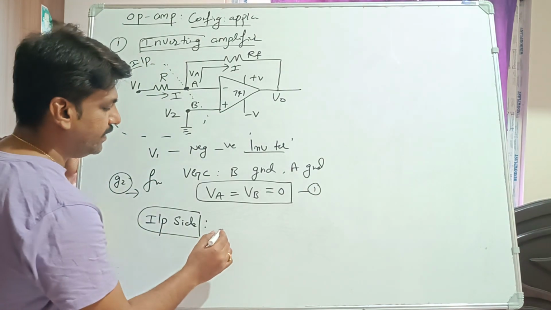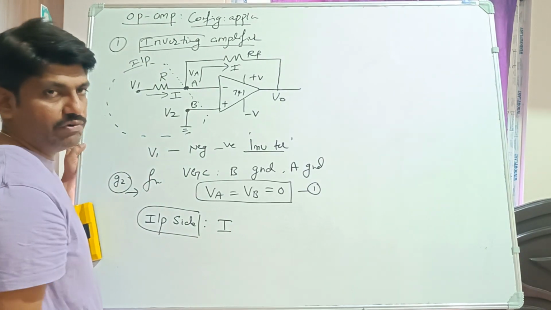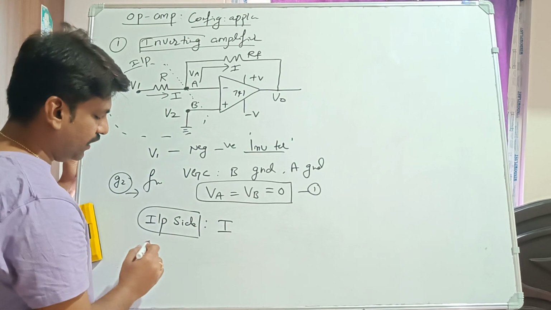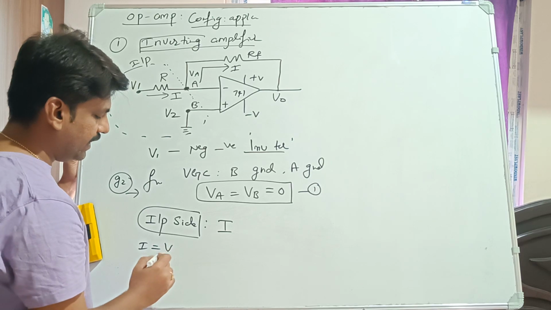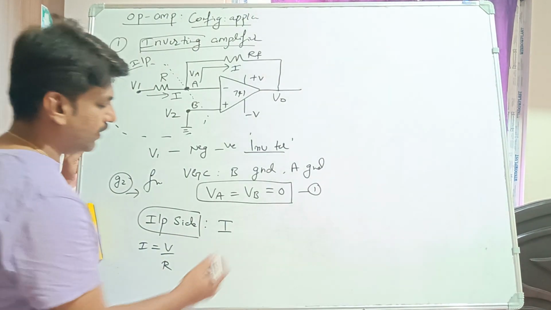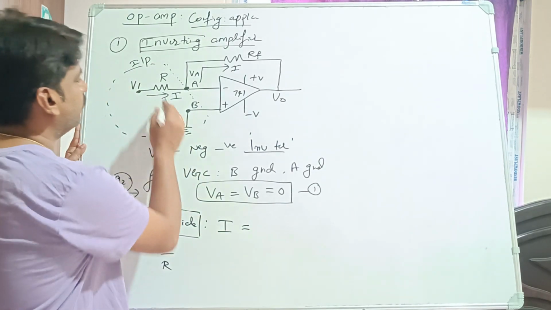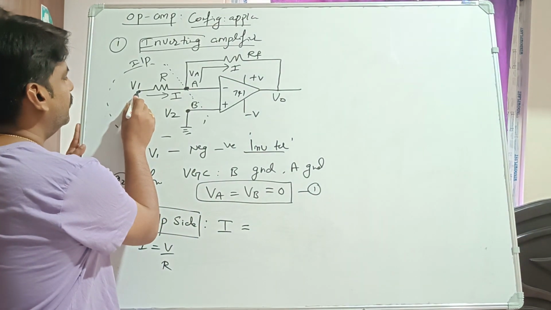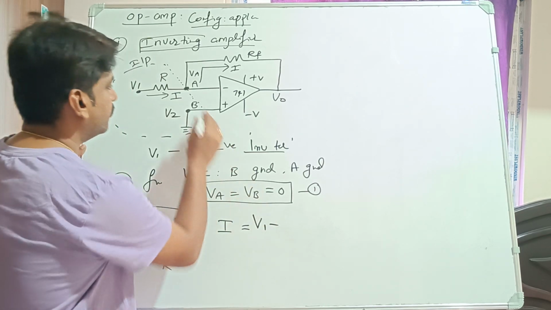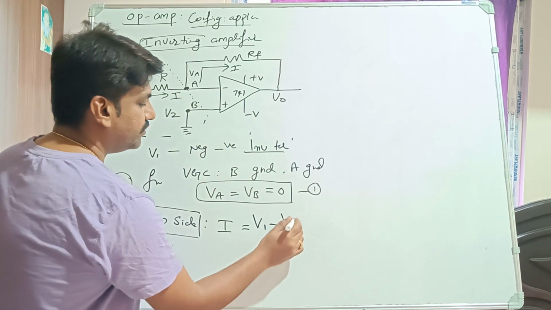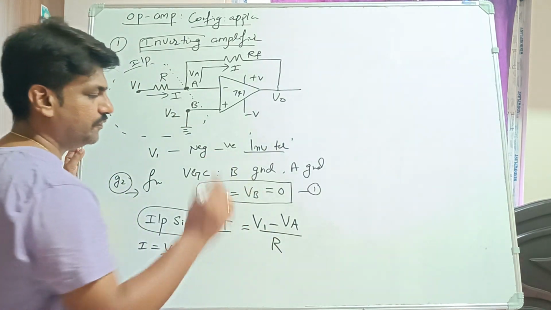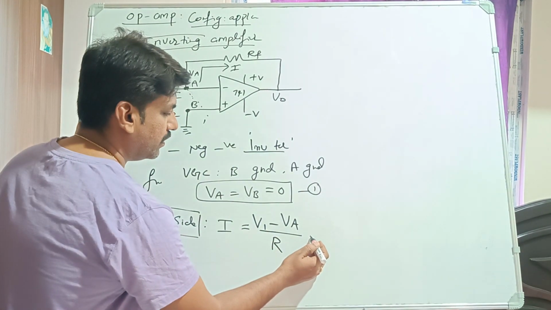For the input side, I should write the current equation. What is I? What is the relationship between I and V? By Ohm's law, I equals V by R. So the current I flowing through this resistance is V1 minus the voltage at A, VA, divided by the resistance R.